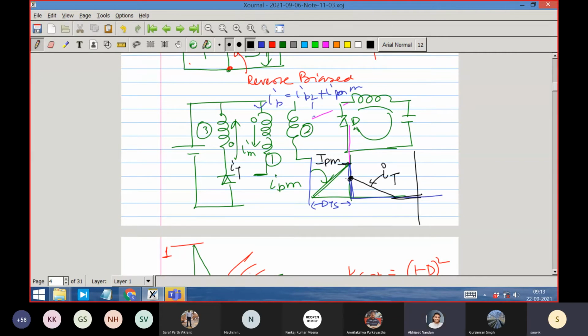Again, N1 by N3, into IPM. Yes. This IT is equal to N1 IPM by N3. That current, and then it will fall. Then it will fall to 0. This is D2TS.